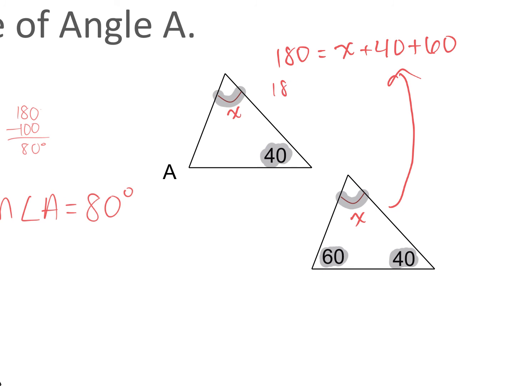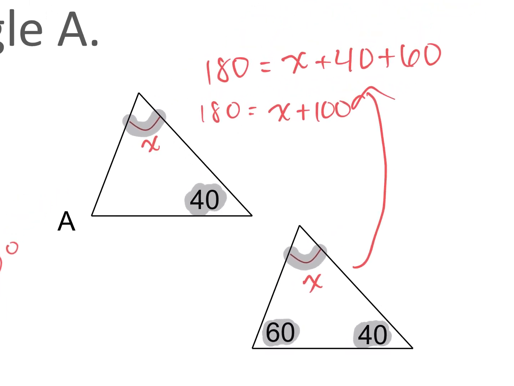So we have 180 equals X plus 100. Subtract the 100 from both sides. You're going to get 80 equals X. So that means this angle up here is also 80 degrees. If both of those angles are 80, then these are the exact same triangle. So they have all the same angles. That means angle A must also be 60 degrees.